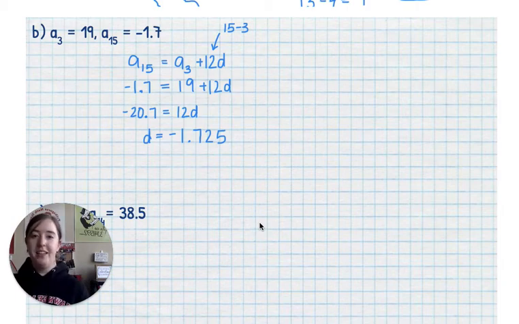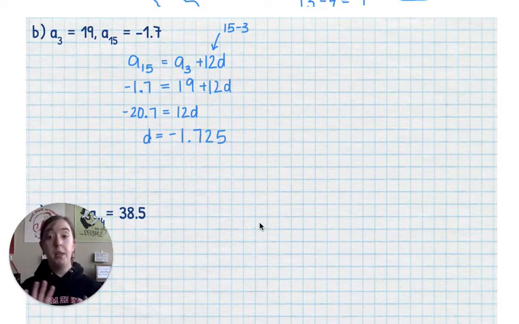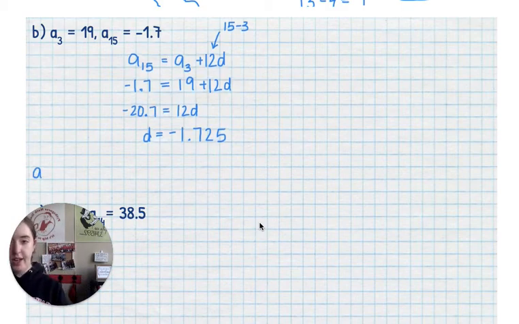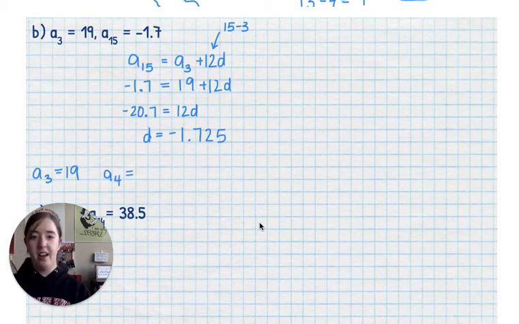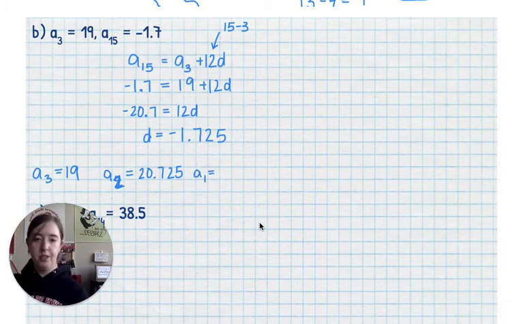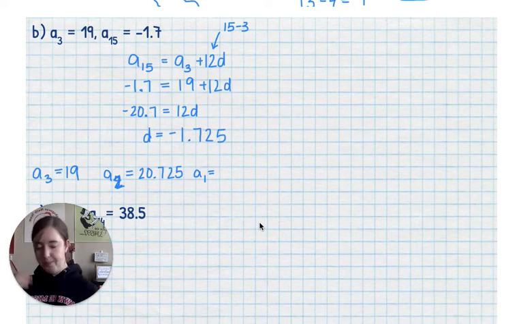Okay, now that would be really annoying to count backwards with that, right? So here's another way to do it. Okay, so a sub 3 is 19. So then I have to add that 1.725. Oopsies, this should be 2. And then you go back and find the first one. If you want to do that, please, absolutely feel free, since you need to add it.